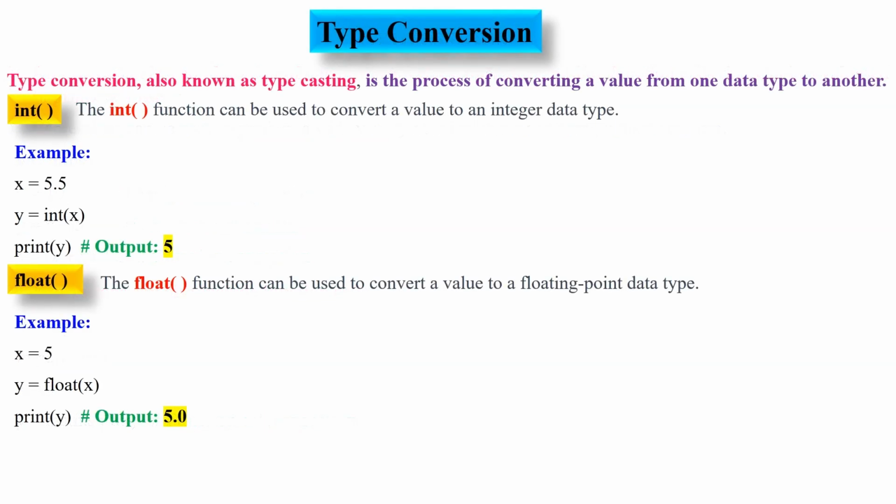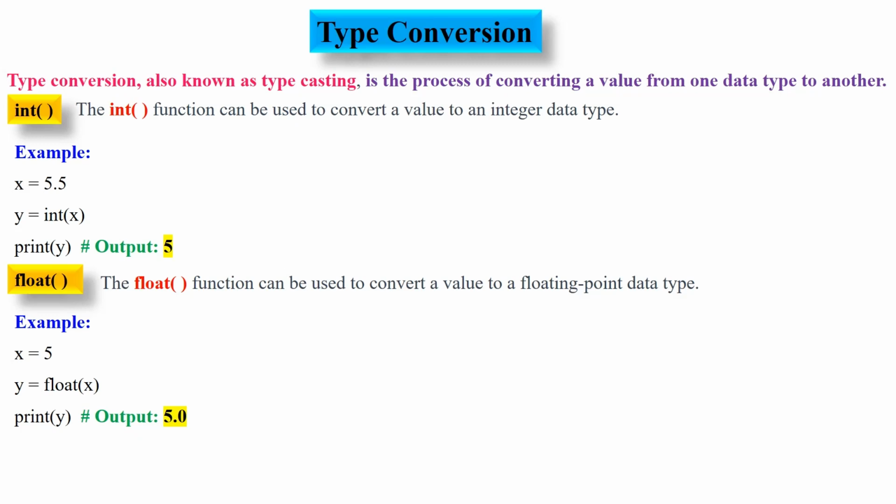Type conversion, also known as typecasting, is the process of converting a value from one data type to another. In Python, there are several built-in functions that can be used for type conversion. Here are some common examples of type conversion in Python. First one is the int function. The int function can be used to convert a value to an integer data type. In this example, we're converting the floating point value 5.5 to an integer using the int function. The resulting value is 5.